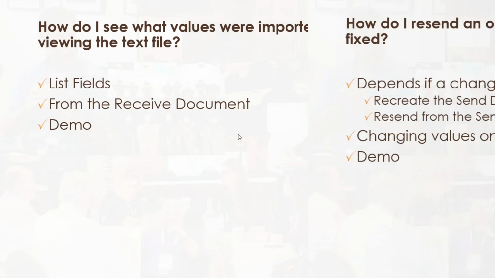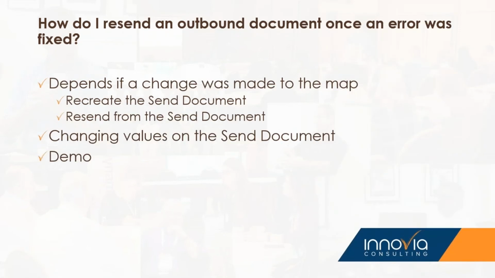Okay. One question that may be common is how do I resend an outbound document once an error was fixed? That depends on if a change was made to the EDI maps. You may need to recreate the send document, and so anytime a change is made to the map, you'll need to recreate the whole send document and then resend it from the send document. Or you may be able to just simply resend it. So let me show you a little bit on that here.